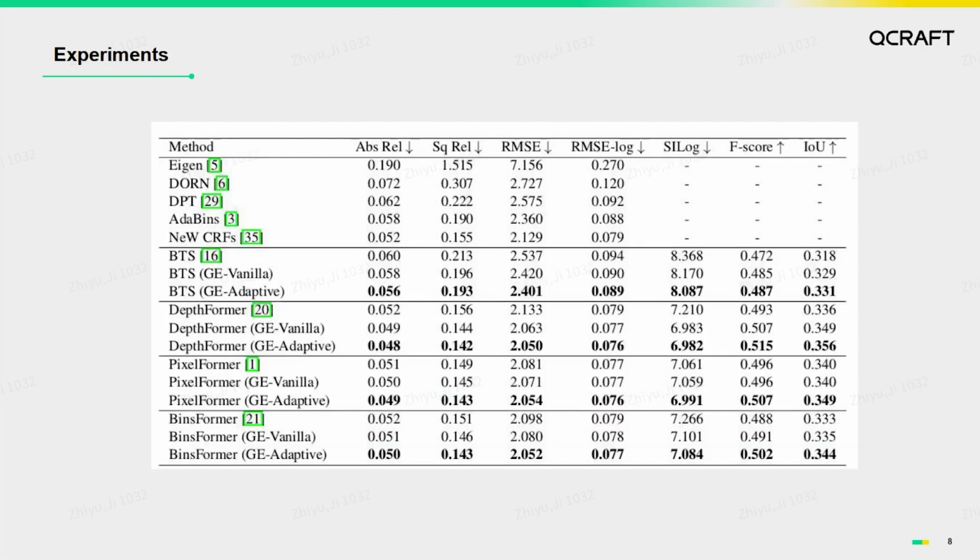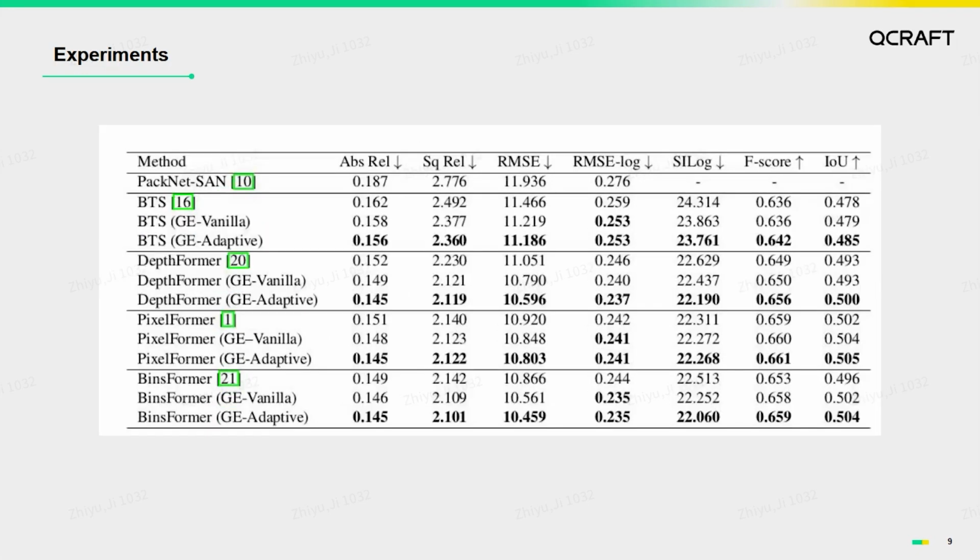We show the comparison of GEDepth in both vanilla and adaptive modes, and the state-of-the-art methods on KITTI in this table. Groups 2 to 5 correspond to four representative methods integrated with the proposed ground embedding module. This shows that our method is helpful for both CNN-based and transformer-based methods. We achieved the state-of-the-art on KITTI by adding the GE plugin into DepthFormer. We also do experiments on DDAD, and we get a consistent gain like KITTI.